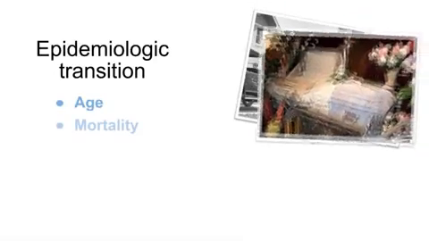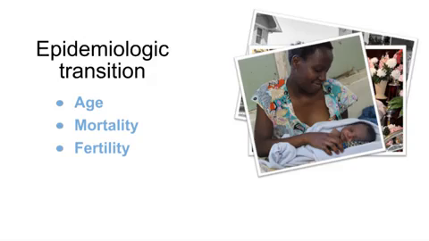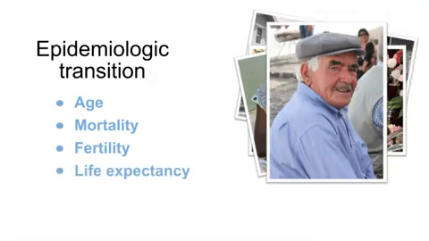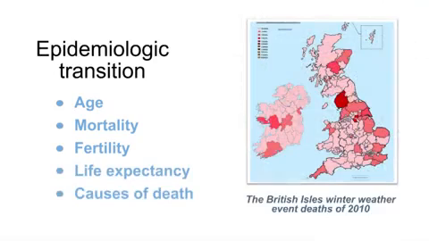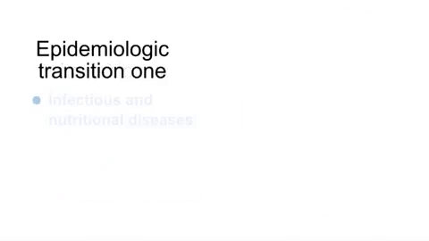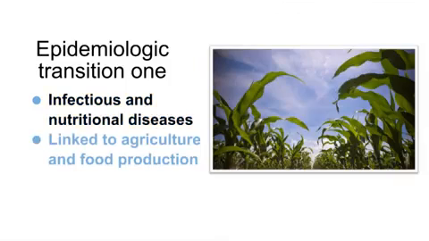An epidemiologic transition describes changing patterns of population age distributions, mortality, fertility, life expectancy, and causes of death. The human population has gone through 4 major disease transitions since the agricultural period began. The first transition is related to the emergence of infectious diseases and diseases related to nutrition, and to the beginning of the practice of agriculture and food production 10,000 years ago.